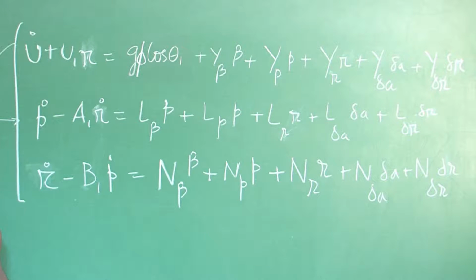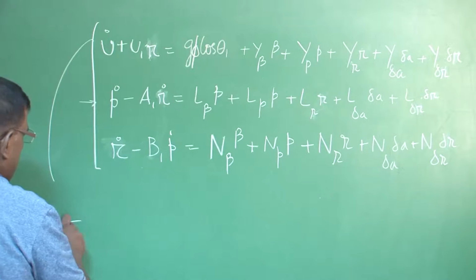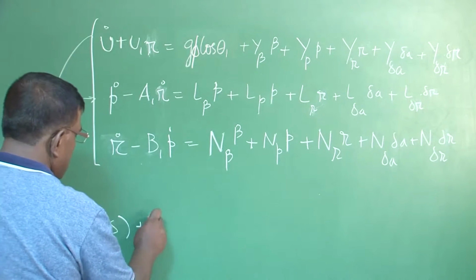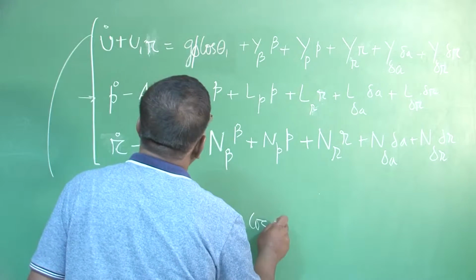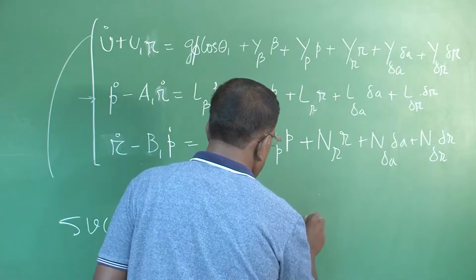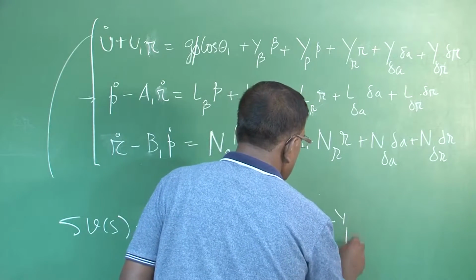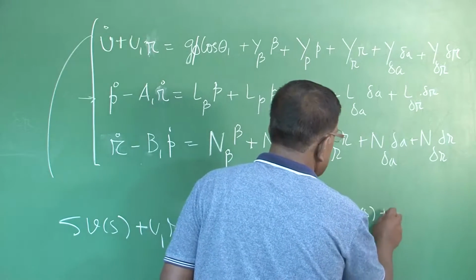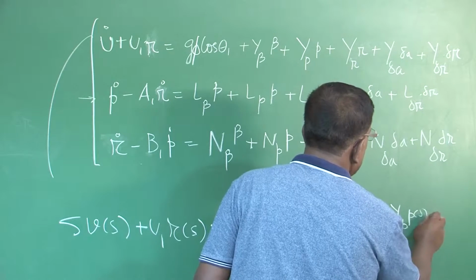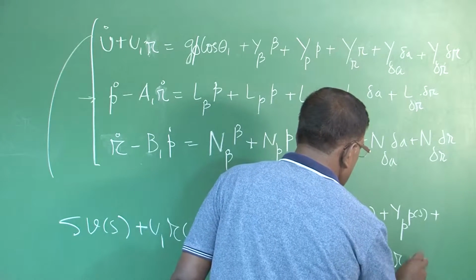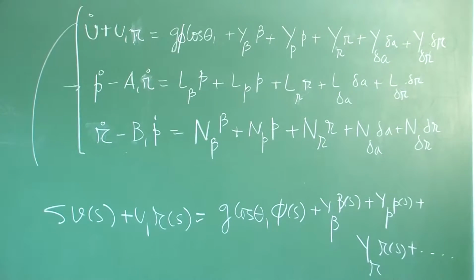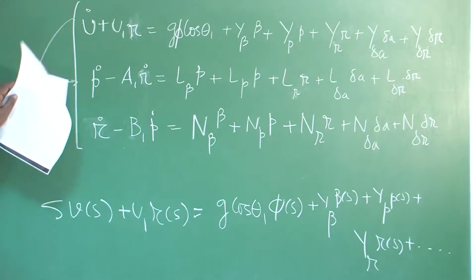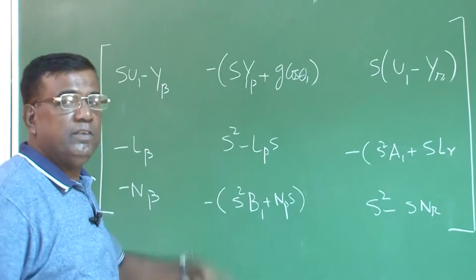I took the Laplace transform on this. So the first equation will become: S V of S plus U1 R of S is equal to G cos theta 1 into phi of S plus Y beta into beta of S, similarly YP into P of S plus YR into R of S, then Y delta into delta of S, and Y delta R into delta R of S. Similarly, I can do it here, and then if I combine them, I can write this in matrix form.